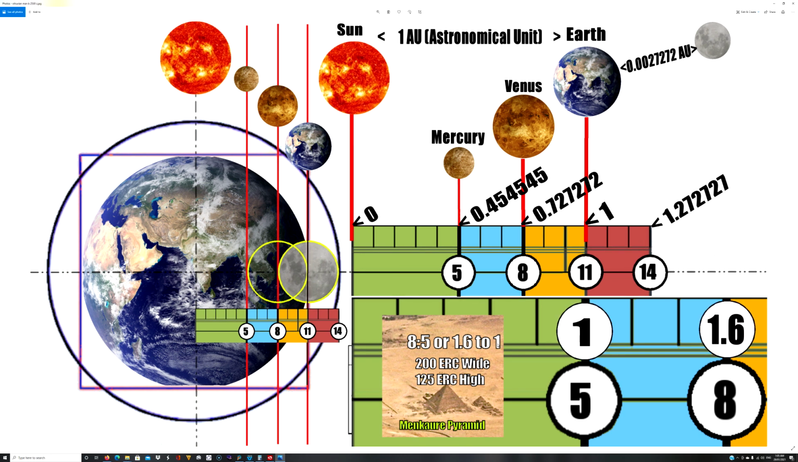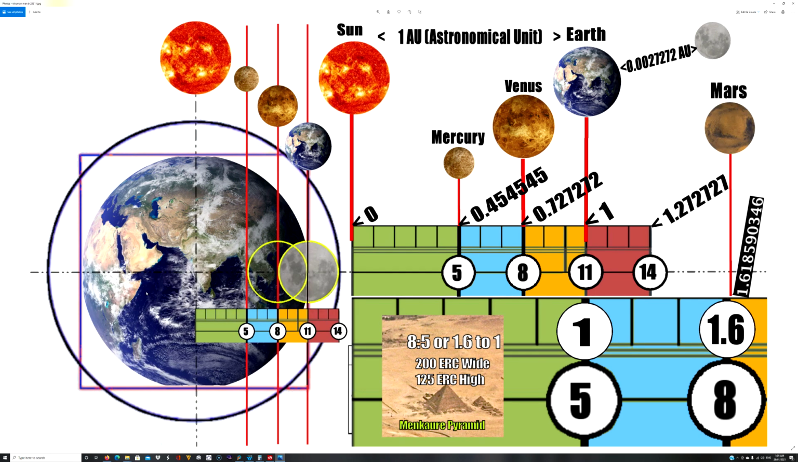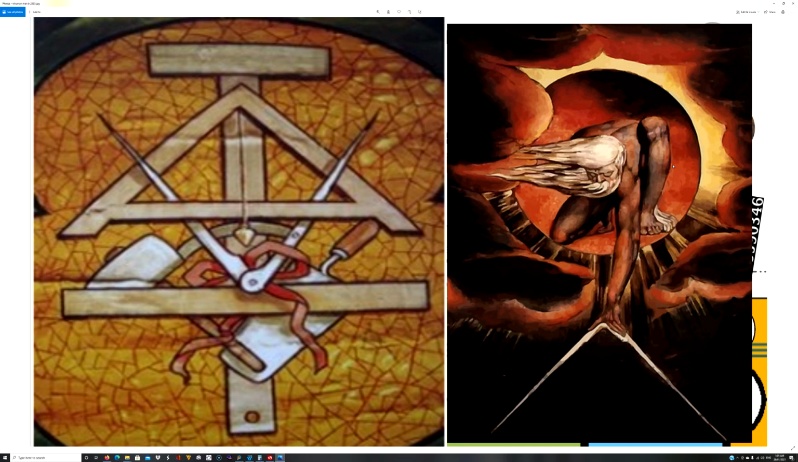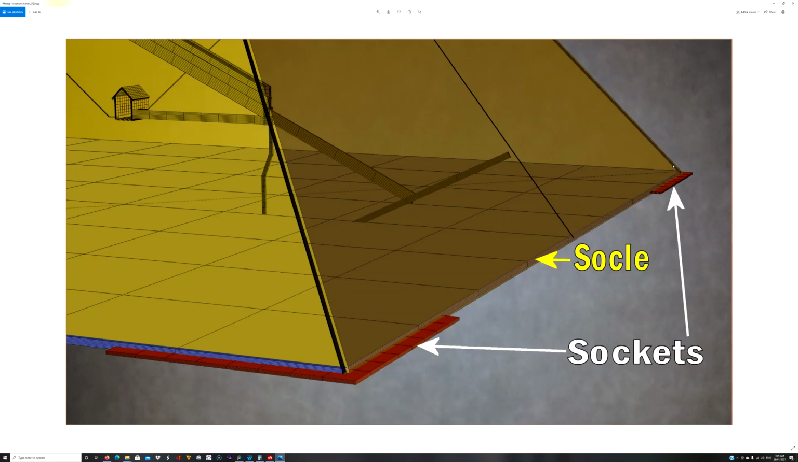So you can use 1 to 1.6. Again, just like the golden number phi from the pyramid. And so let's insert that there. Now that would mark out the position of Mars from the Sun. If the Earth is 1, then Mars passes through 1.6 or phi AU. And we get the geometry. So Great Pyramid is a model of the Earth.